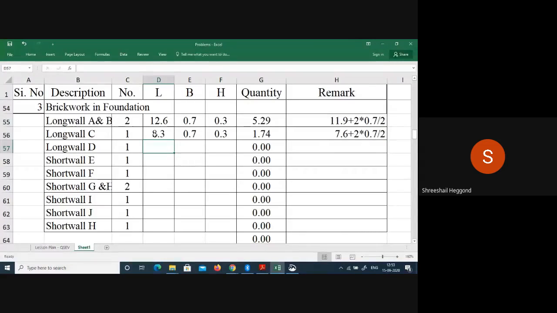Long wall D is center to center having 3.8 length, plus both the sides you have to add extra, that is 2 into 0.7 divided by 2. That will be 4.5. That is 0.7 and height is 0.3. Next short wall E is center to center length 7.6. Minus, you have to do because it is a short wall. Minus 2 into 0.7 divided by 2. It will be 6.9. Breadth 0.7, height is 0.3.